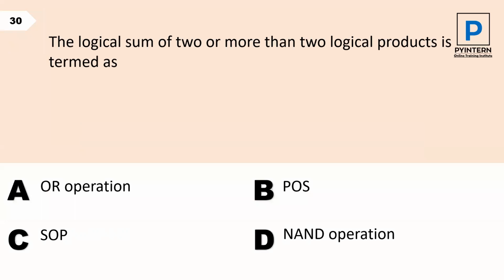The logical sum of two or more logical products is termed as? The logical sum of two or more logical products means we are saying the product of logical AND and then adding. The OR operation is not possible here. There are two possible options, either sum of products or product of sums. Here it says the logical sum of two or more logical products, or sum of products. So the correct option is C.